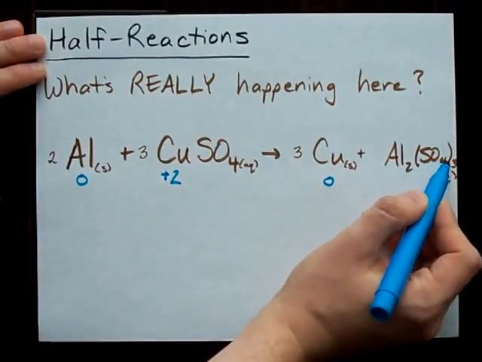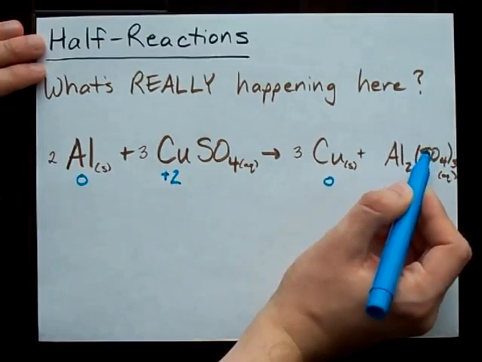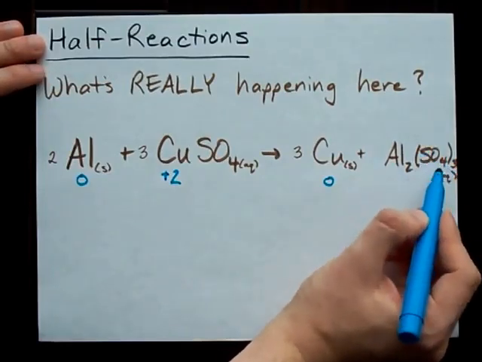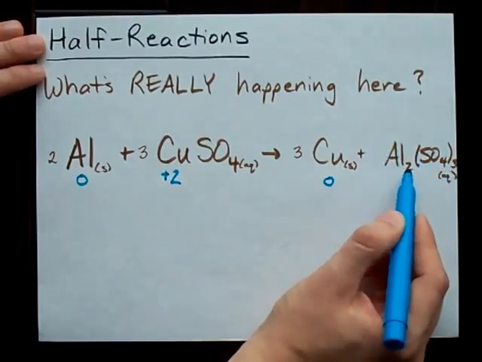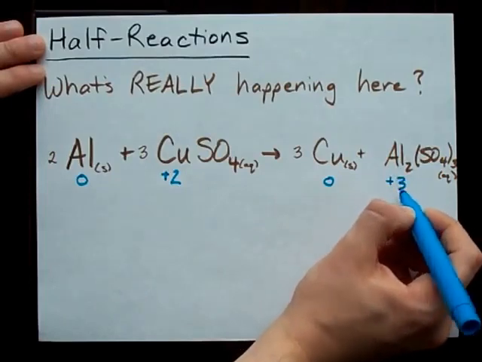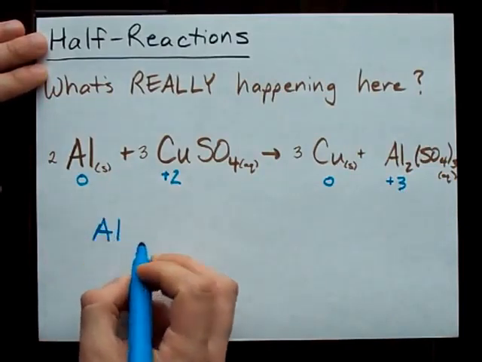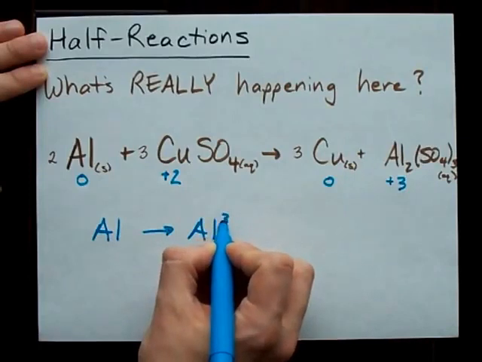And these three sulfates have an oxidation state of -2 each. Thus we have -6 in sulfates. We need +6 in aluminums, but there are 2 of them here. Each aluminum is +3. So what do we have going on here? We've got aluminum solid being converted to aluminum 3+.